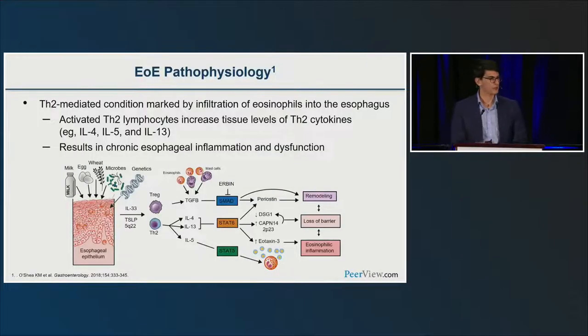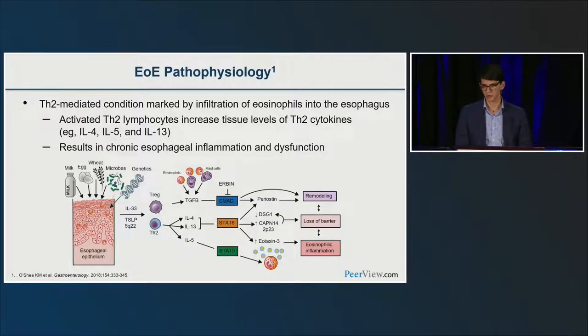So in order to go into a little bit more depth, we're going to go through each of the steps, environmental factors, and other factors that are associated with EoE pathogenesis. As introduced in the video, EoE pathophysiology is mediated by type 2 inflammation. This is characteristic of an aberrant infiltrate of eosinophils in the esophagus, and this is largely a result of these type 2 or Th2 lymphocytes that are resident or recruited to the esophageal mucosa.